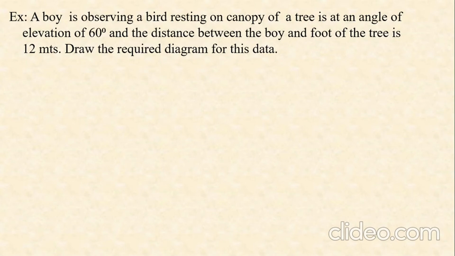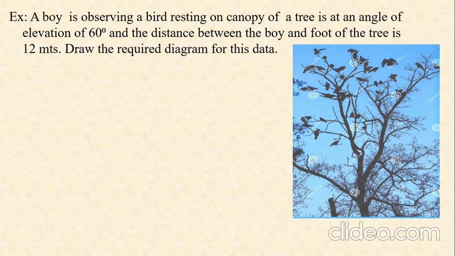I will read it once again. A boy is observing a bird resting on the canopy of a tree. He is at an angle of elevation of 60 degrees and the distance between the boy and the foot of the tree is 12 meters. Draw the required diagram for this data. Now we are going to visualize this problem. This is for your convenience only.